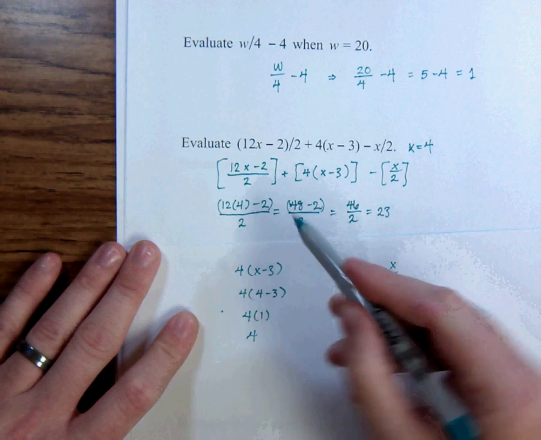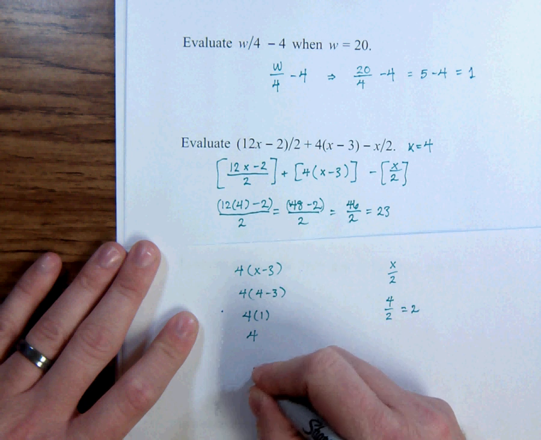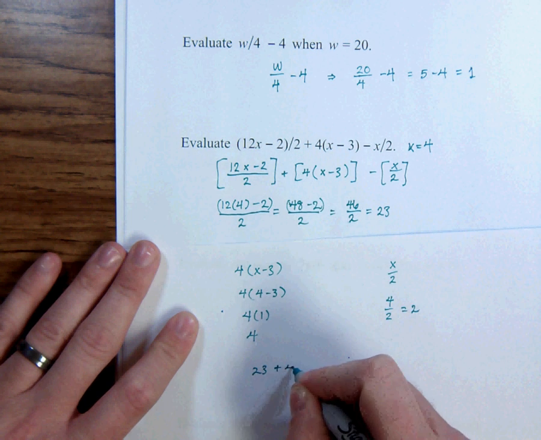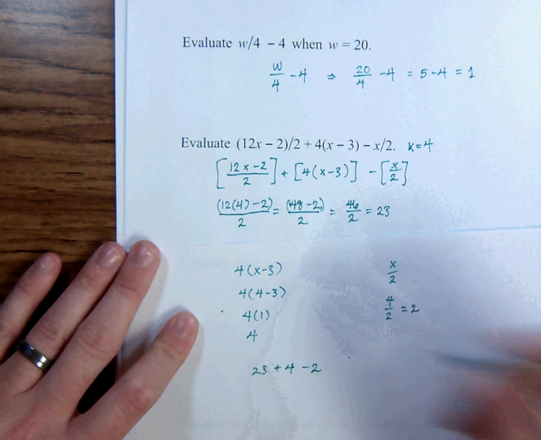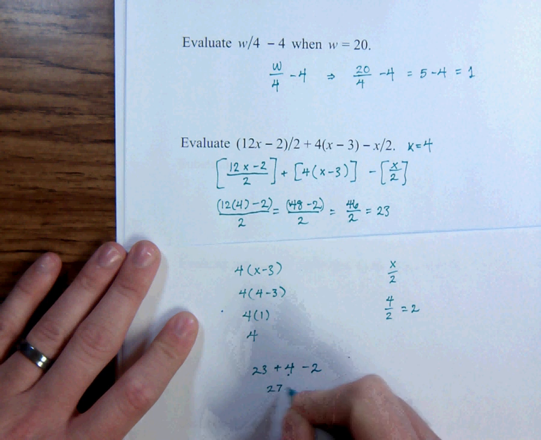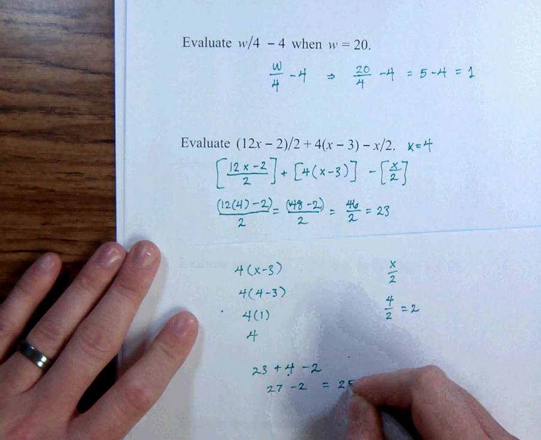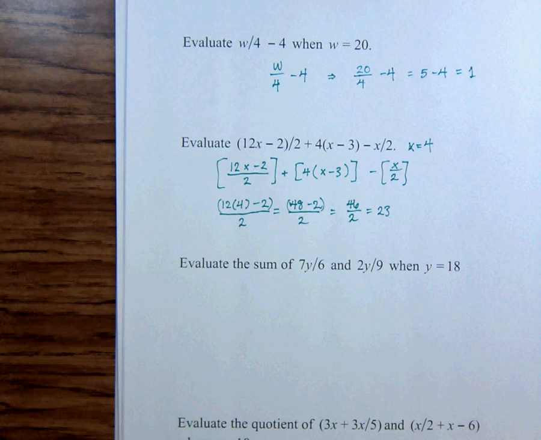So first term was 23. The second term was 4, and we're supposed to add that. And then the last term was 2, and we're supposed to subtract that. So 23 plus 4, well, that's 27 minus 2. 27 minus 2 is equal to 25. And we're done. Woo! All right. Next problem.